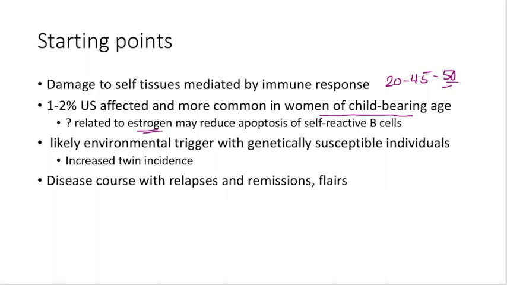There is that environmental trigger with genetically susceptible individuals. There is an increased twin incidence, which gives us that genetic component. Most disease courses have relapses, remissions, and flares.